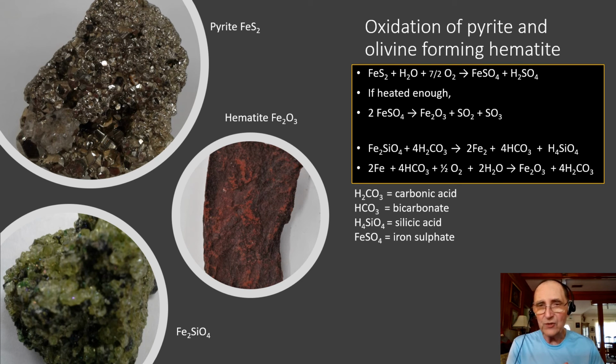In the second reaction, olivine, which is Fe2SiO4, reacts with carbonic acid to break apart into iron cations, bicarbonate anions, and silicic acid. The iron and the bicarbonate can combine with oxygen and water to create hematite, the iron oxide, plus carbonic acid.